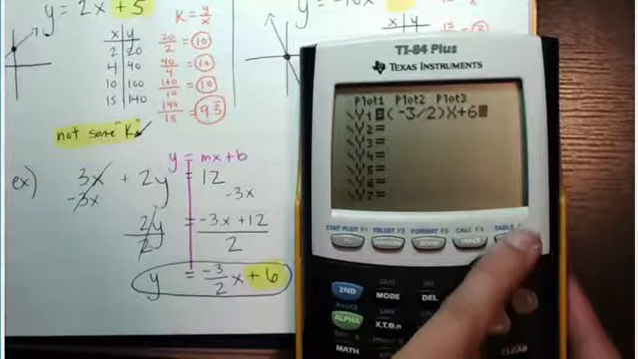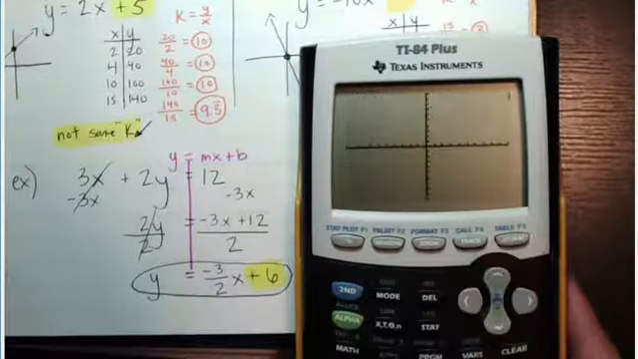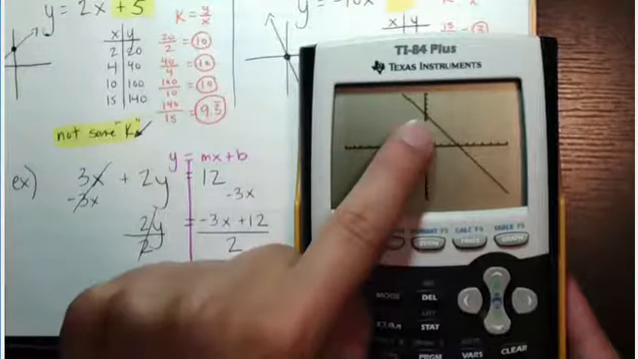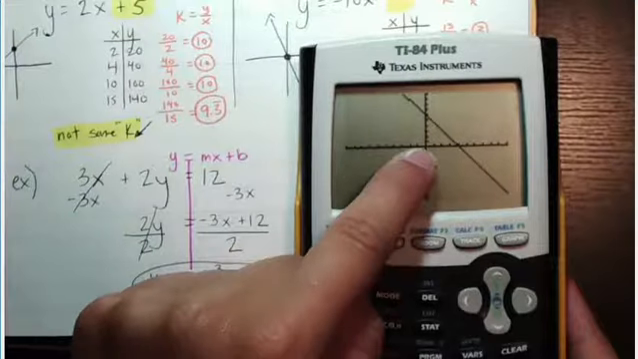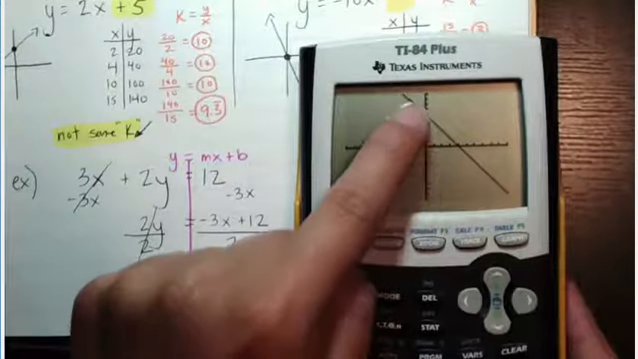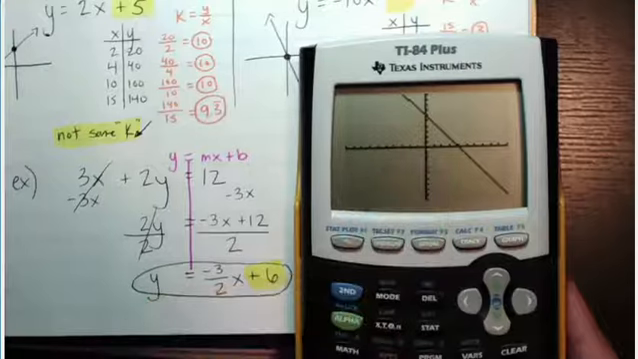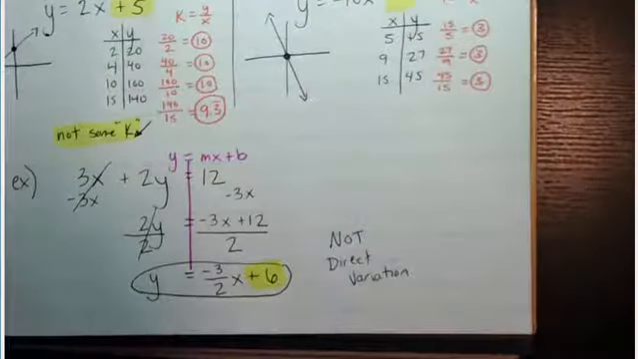Okay, now when I graph it, that's going to tell me if it's proportional or direct variation. Where does it cross over that y-axis? Okay, it crosses over at the 6. It's not proportional. It doesn't go through the origin. If it was shifted down 6 units, then it would be, but it's not. So that's why this makes it not a direct variation.